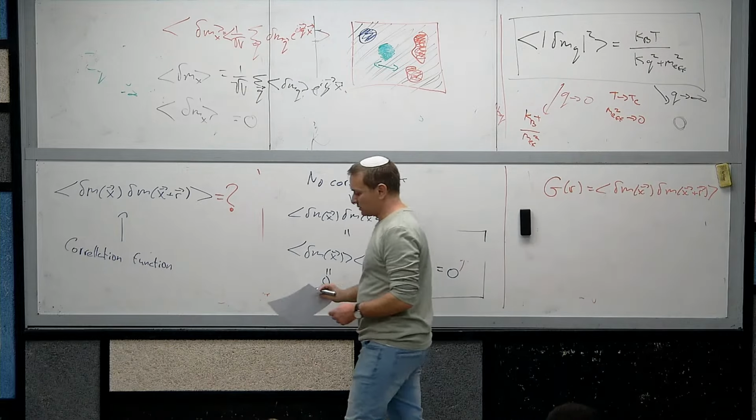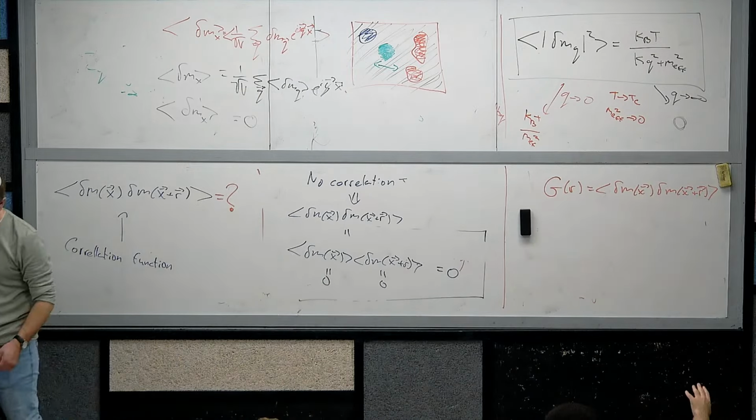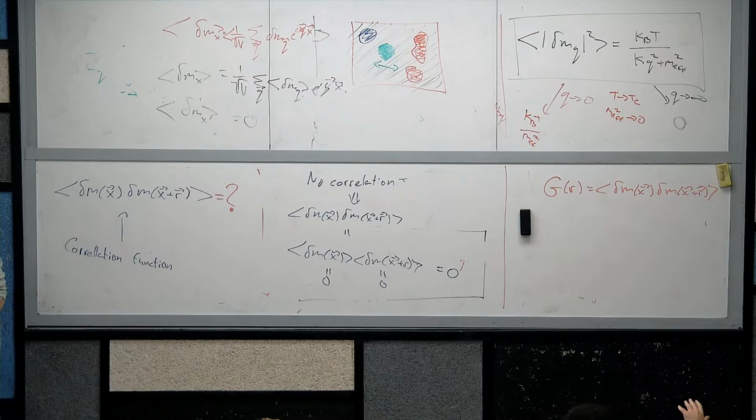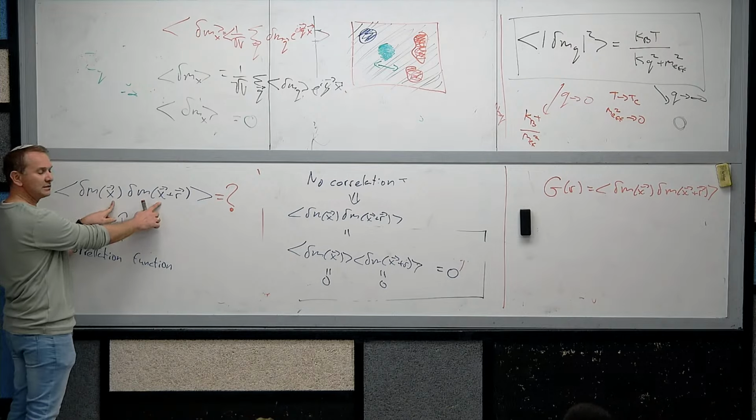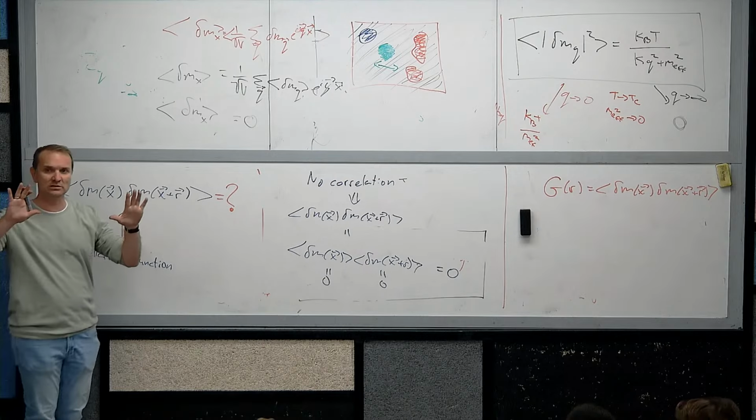Can I ask: you can write the correlation function in this form only when the system is translation symmetric, right? Yes. So I'm saying it doesn't matter where I put my x. So it's translationally symmetric, or in some sense it's uniform.